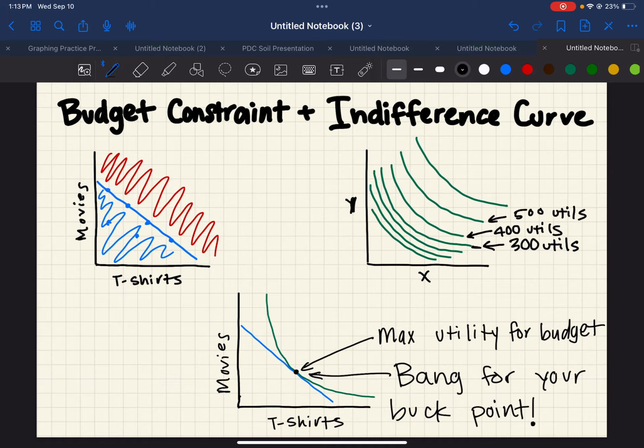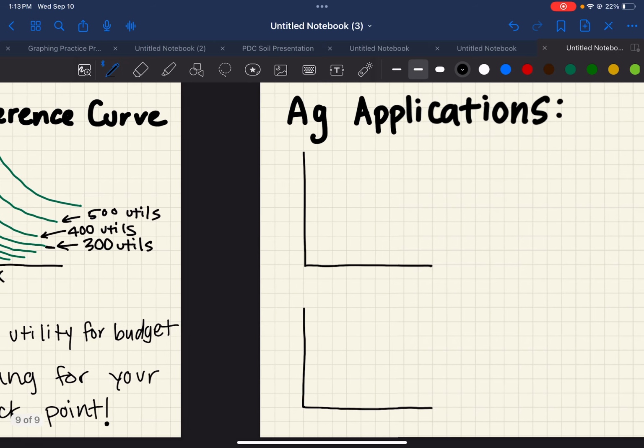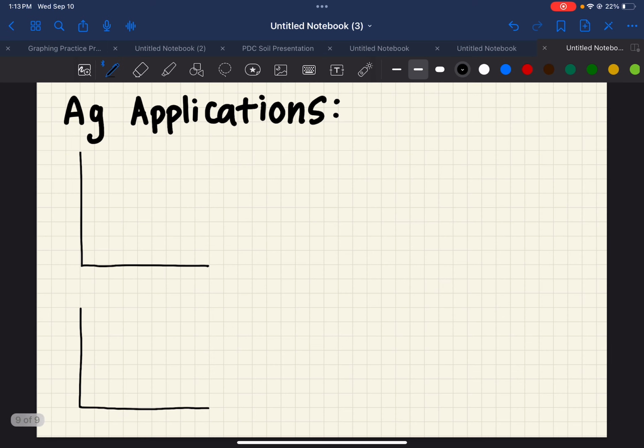Okay, so this is an agricultural economics class. Why are we talking about movies and t-shirts? Well, let's move on to talking about something that's a little more relevant for agriculture. We can take this same idea, this combination of the budget line and the indifference curve, and we could apply it to all different kinds of things. We don't have to just be talking about money.